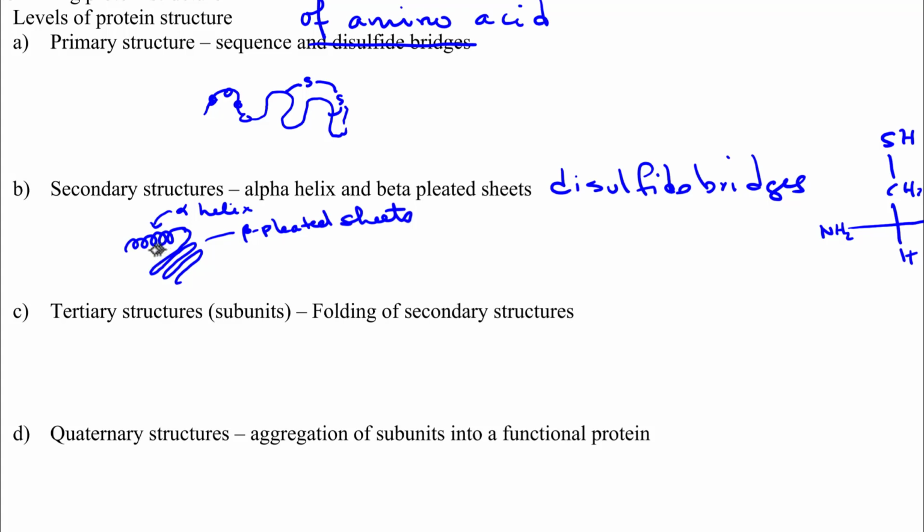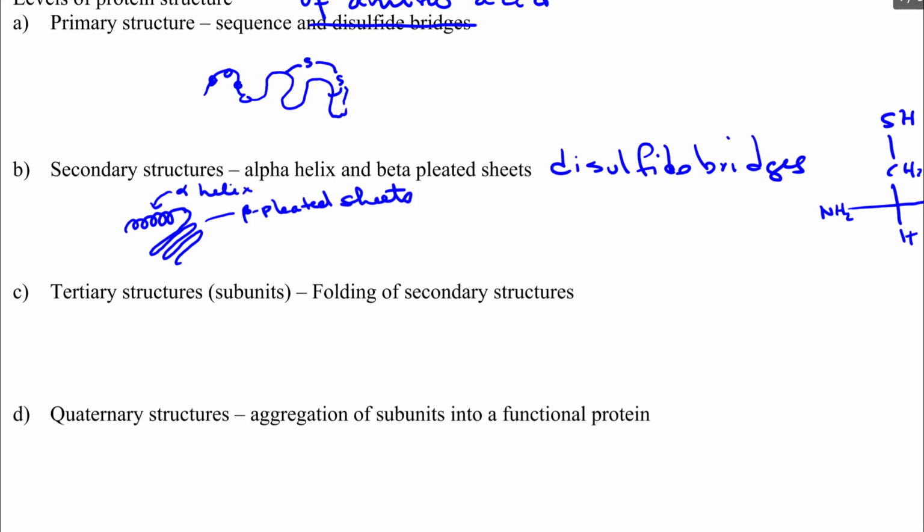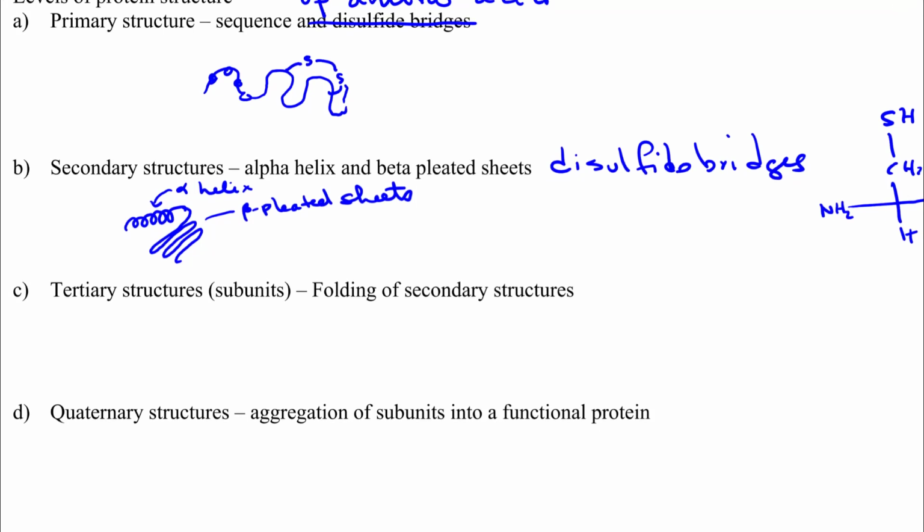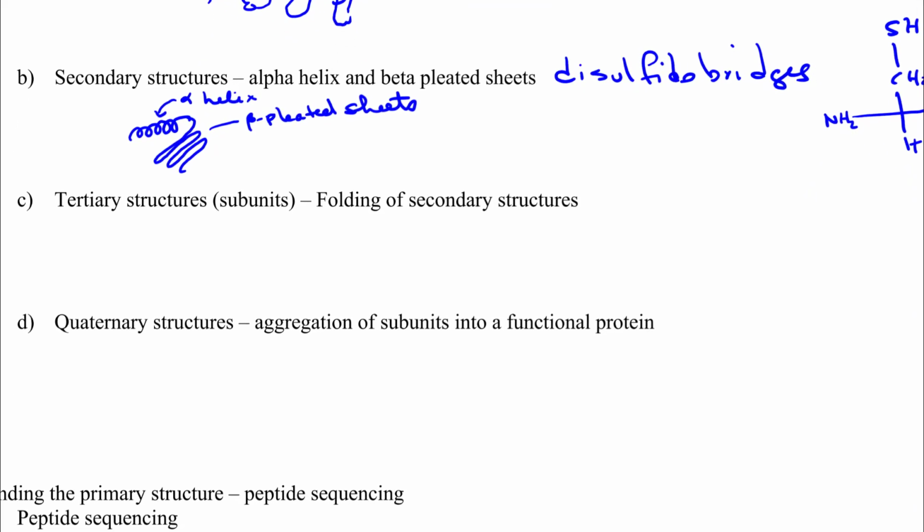But the secondary structures are alpha helices, beta pleated sheets, and include some of the disulfide bridges, but the tertiary structure is how all these larger units, like the alpha helix and beta pleated sheets, actually interact with each other and fold, is what they call it, fold into a sort of larger unit. So I have primary sequence, secondary alpha helix, beta pleated sheet, tertiary, how those units interact with each other.